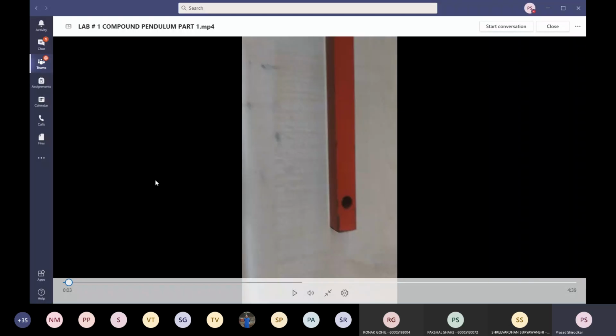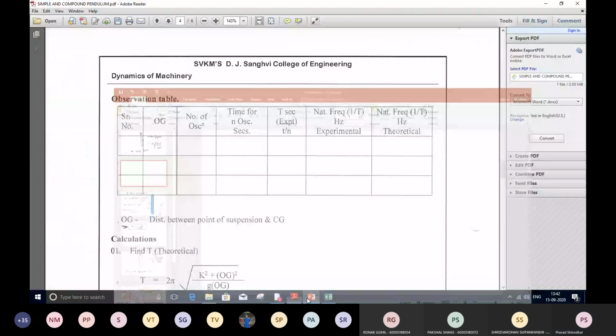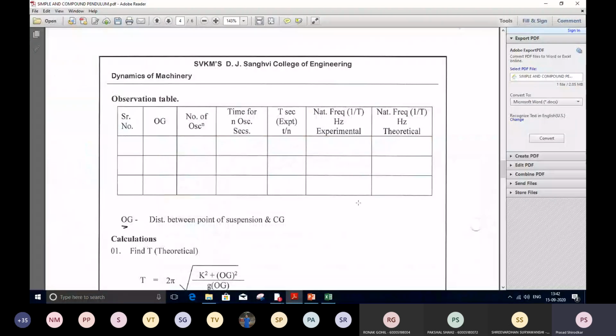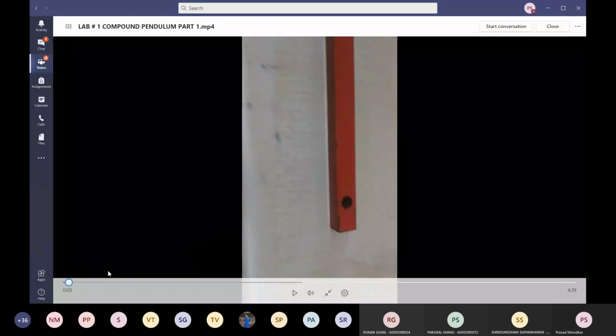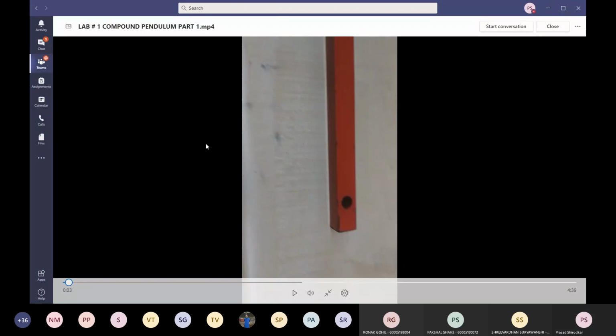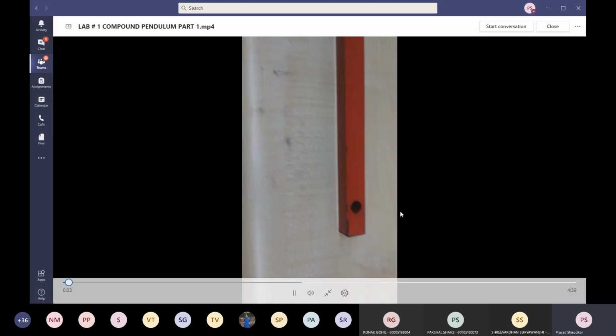All right, now I will start with the video. So all of you please pay attention. We are going to take 3 readings. This observation table is for the readings. You will have this in your journal also. In that you are going to note all these values. You are going to fill this up one by one. Just pay attention.